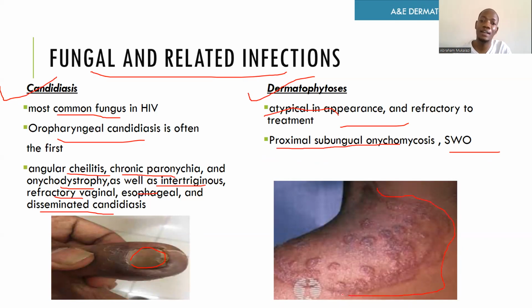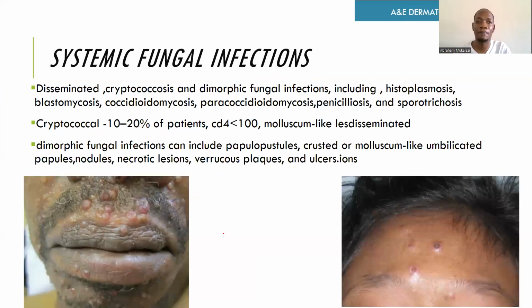As you can see in this picture, someone has this giant erythematous plaque with an active border and with central clearance, together with other annular plaques also inside the giant one. So this is still tinea corporis, but this time around, it's occurring in someone living with HIV.